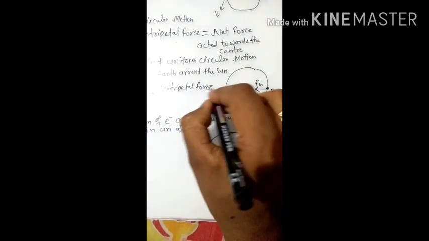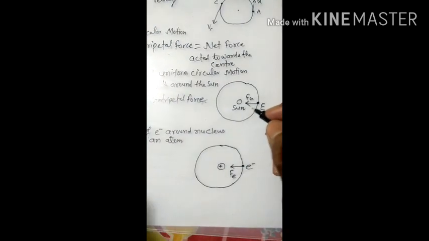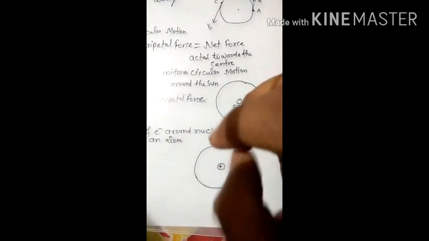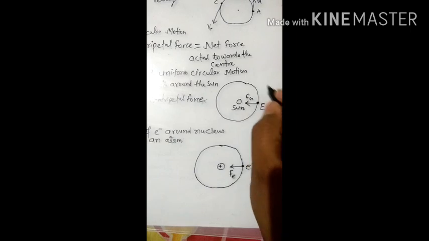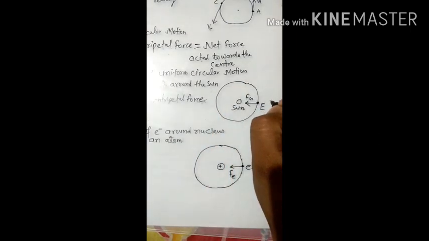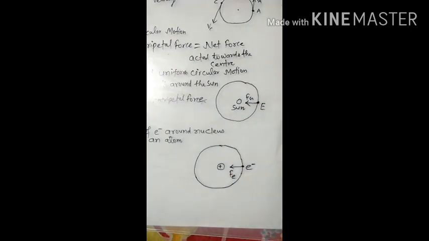Centripetal force in any celestial bodies, we can say, works in the same manner. In the same way that Earth revolves around the Sun, the Moon also revolves around the Earth.